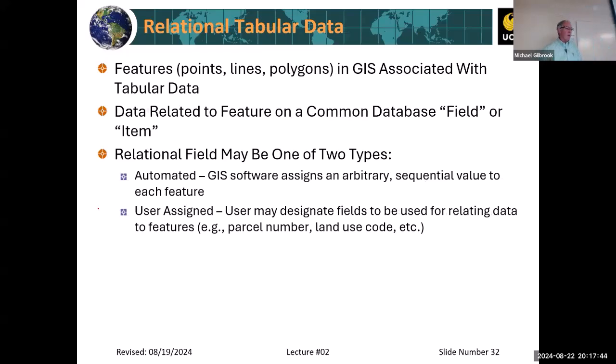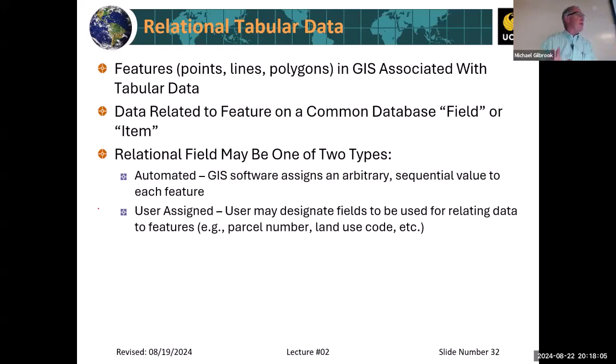So, like I mentioned a moment ago, we can relate data tables to anything: points, lines, or polygons. That requires there be a relational field. In other words, a single column in the database that's in common between the GIS data and whatever table it is you want to join. They have to have something in common.